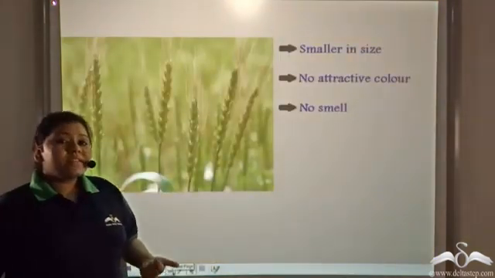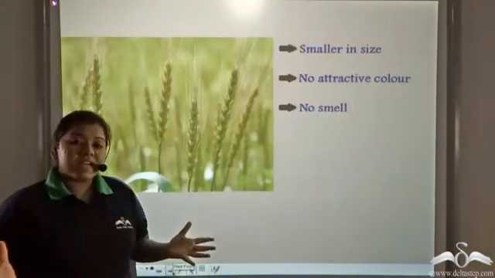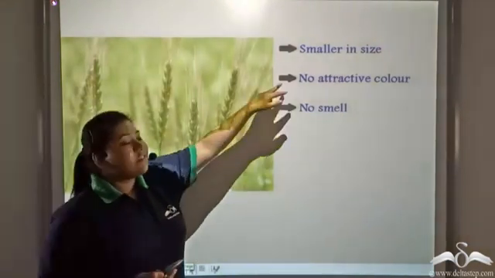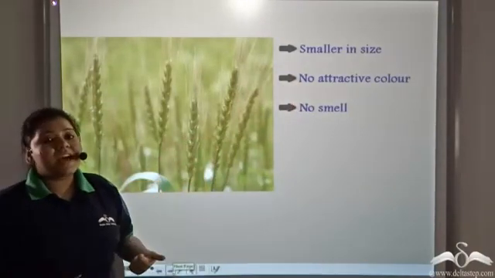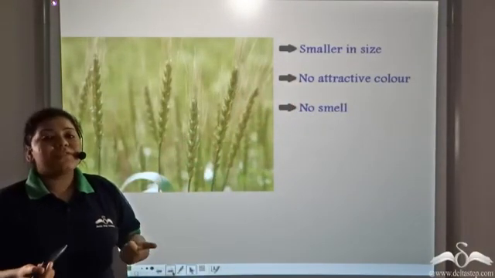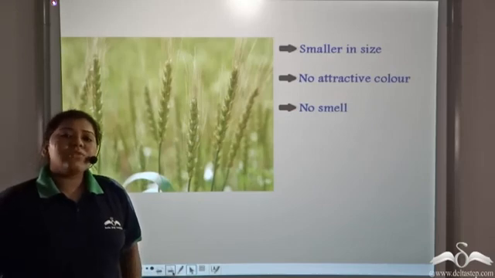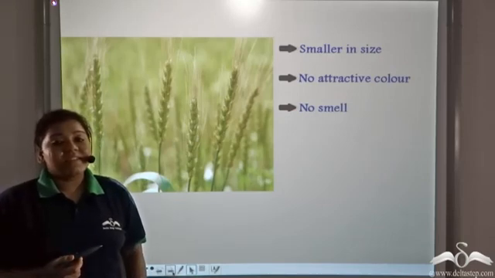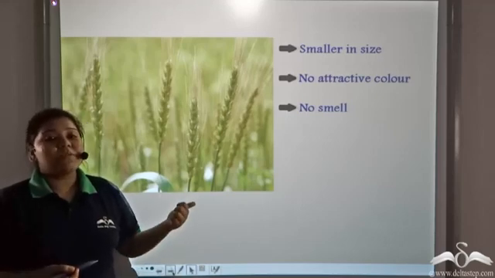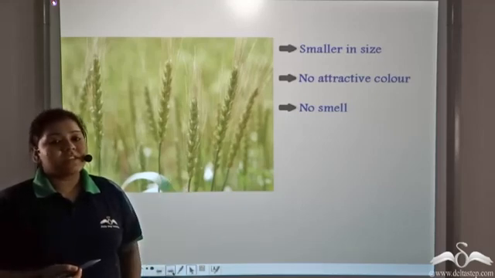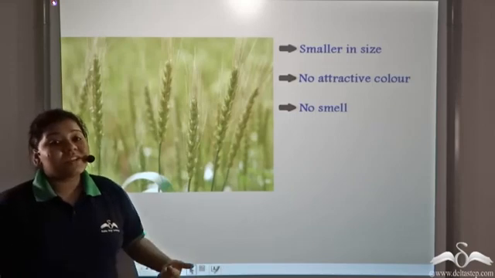Because neither do they have a bigger size, nor any attractive colors, nor any sweet fragrance. So how do they attract insects? Well, insects are not the transporter of this cross-pollination. So what is the transporter?